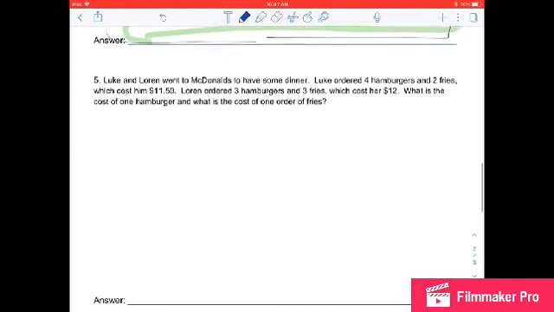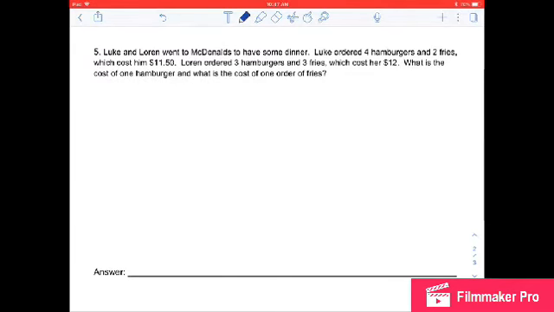And finally, our last one said Luke and Lauren went to McDonald's to have some dinner. Luke ordered 4 hamburgers and 2 fries for a total of $11.50. Lauren ordered 3 hamburgers and 3 fries. So we got 2 things going on. Hamburgers and fries. But I'm not just going to label them X and Y because it represents hamburgers. It's really talking about what is the cost. So if you look at the last sentence here, it says, what is the cost of 1 hamburger? So the cost of 1 hamburger is going to be X. The cost of 1 order of fries is going to be Y.